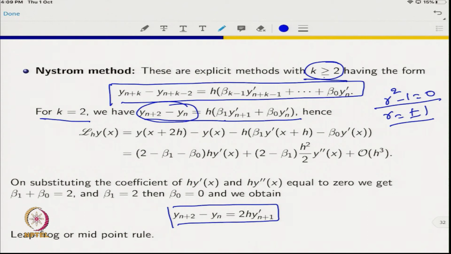which is again a different method, in the sense that we have not seen it so far, and it is called the leapfrog or midpoint rule. This is an example of a 2-step method, because of n plus 1, n plus 2. It is explicit because the left hand side term involves n plus 2, while in the right hand side there are no terms which involve any value at n plus 2.